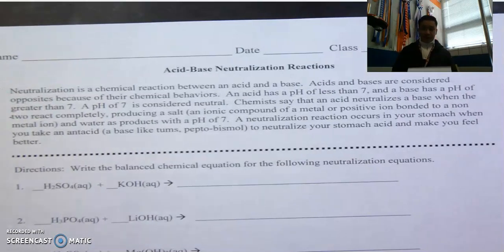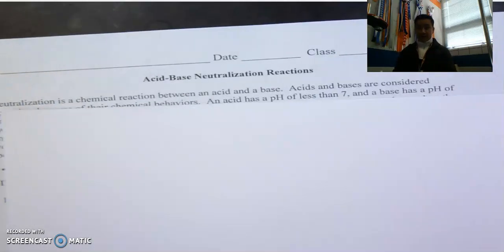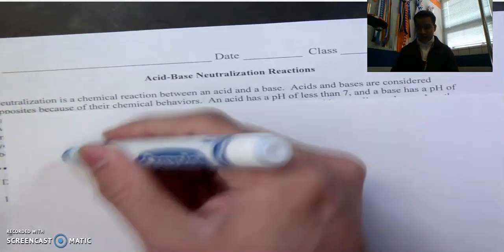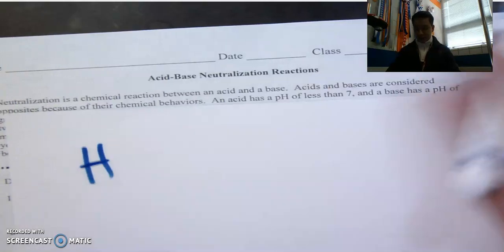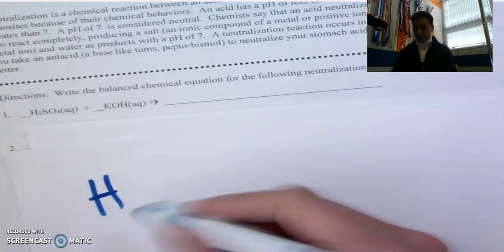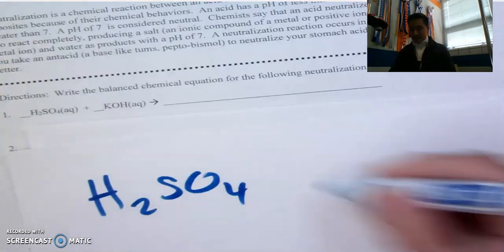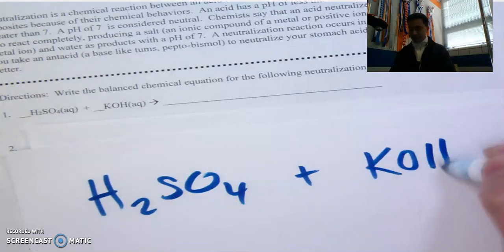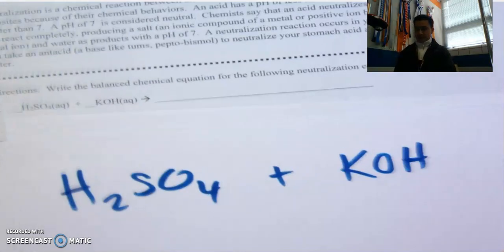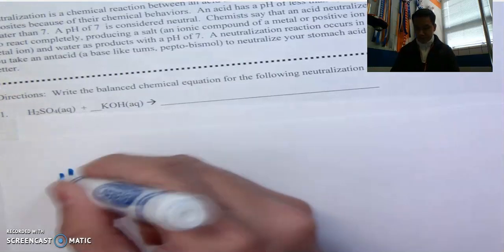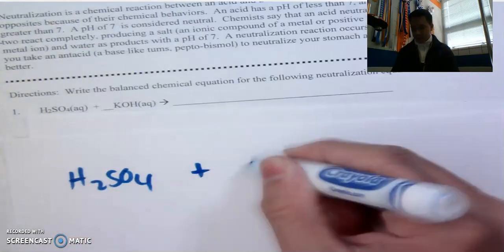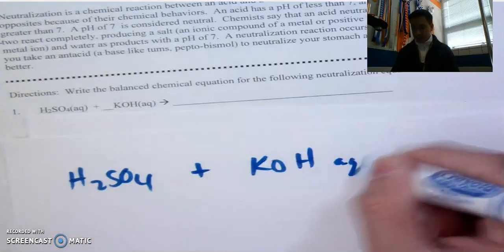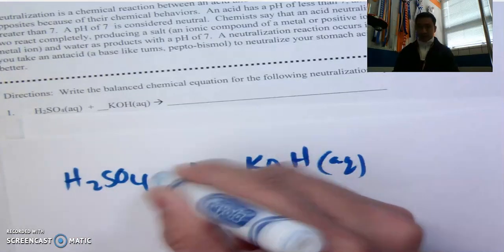Okay, if you recall, acid-base, we identified it before, but it is basically an acid, something like H. Let's just look at number 1 here, H2SO4. That's an acid, and plus KOH is a base. Let me write a little bit smaller, that's too big. H2SO4 plus KOH. Here, they're all aqueous. Alright, and it's going to form a product.